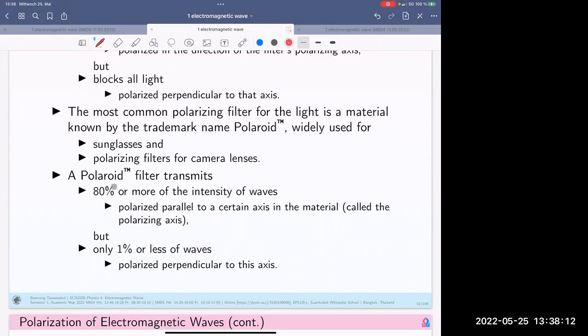Polaroid filter will allow approximately 80% of the intensity of the light. The polar axis is parallel to a certain axis in the material. It's called the polarizing axis, and it will allow 1% or less, or less than 1%. It depends on the quality of your wave.